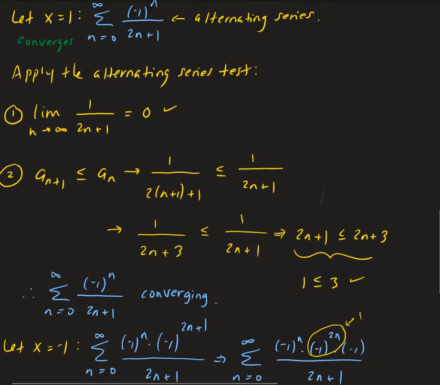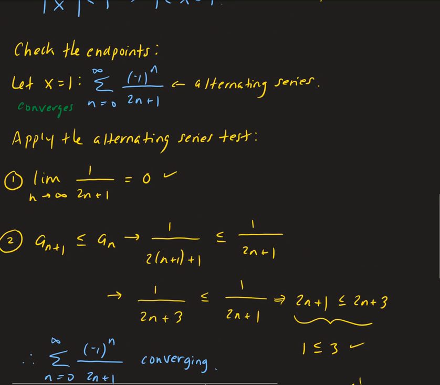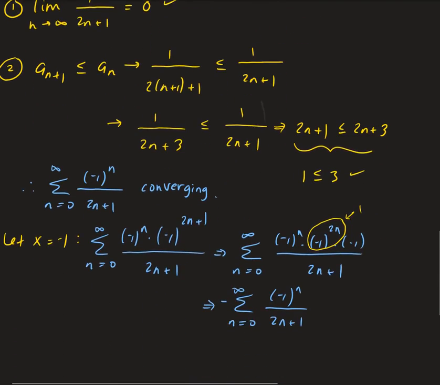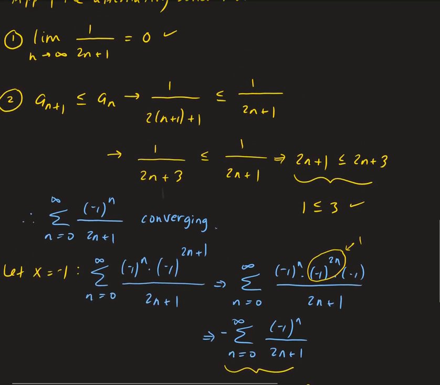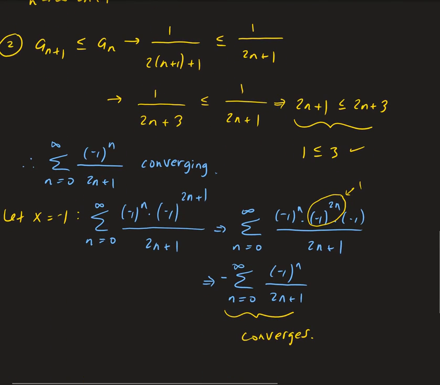So this is similar to what we had before. The only difference is that we have a minus on the outside. And we know that this series converges by the alternating series test. So the constant doesn't have any effect on the convergence, meaning that if the series converges and you multiply that series by a constant, then that series will still converge. So we don't need to do any justification for that. So it's converging at negative 1 as well.